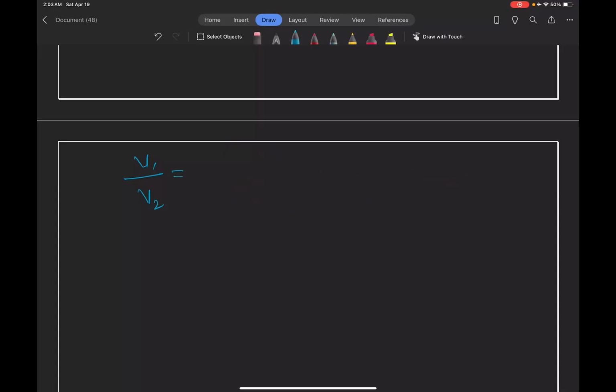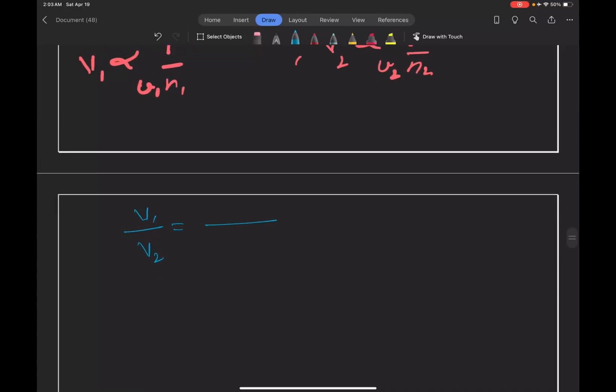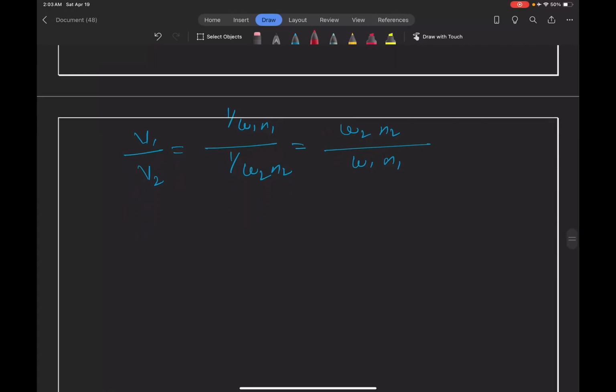So we can write this will be equal to 1 upon W1 N1, and we get 1 upon W2 N2. So this will be equal to W2 N2 and W1 N1. Okay. And we can check the options that are given to us.